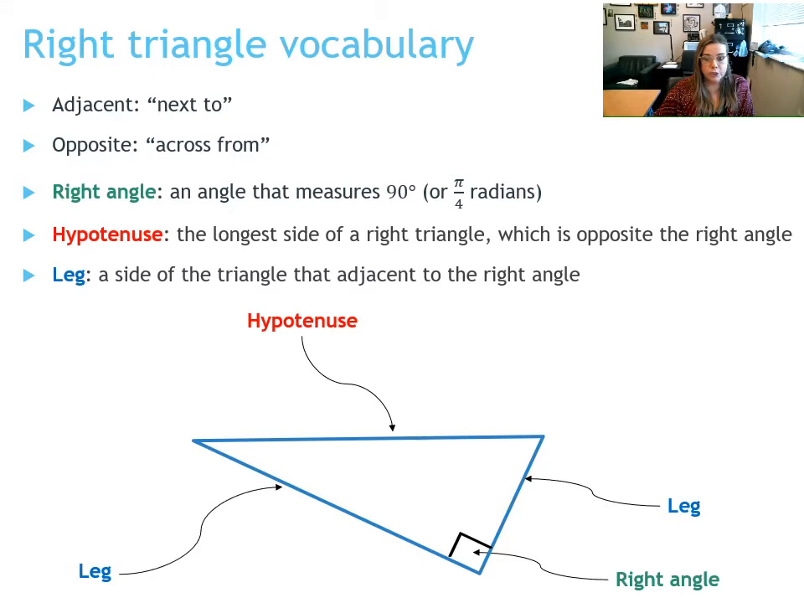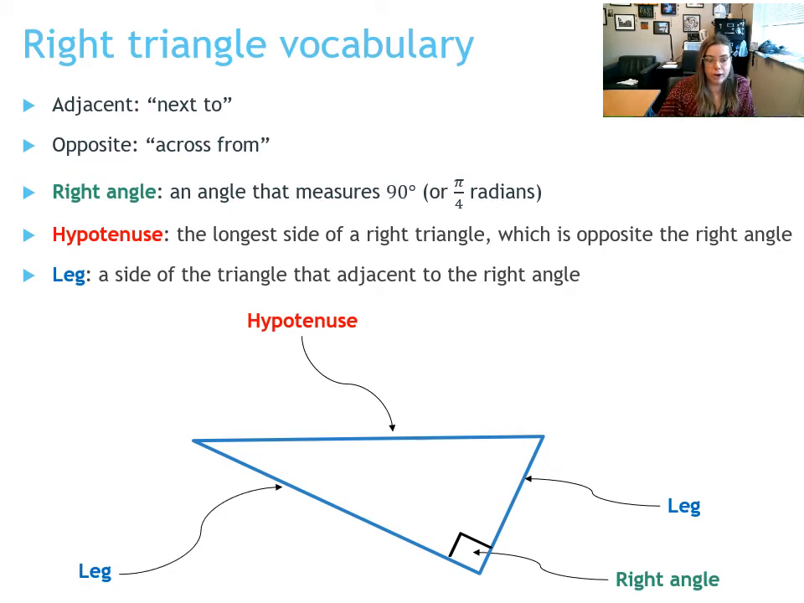Now let's move on to triangles, and specifically really we're just going to talk about right triangles. There's some specific vocabulary again that I need you to understand. When I say these words, I need you to be on the same page as me. The first word is adjacent. That word means next to. Opposite in this mathematical context means across from.